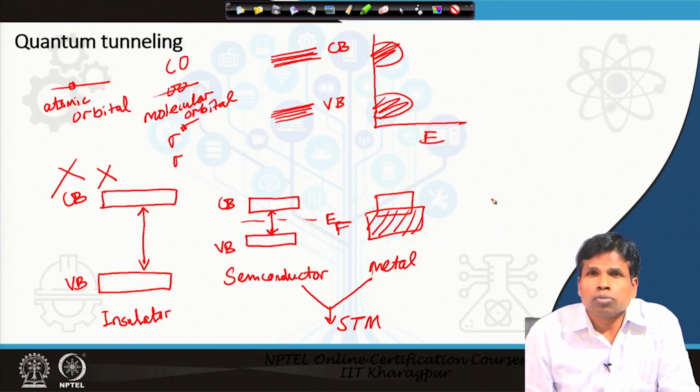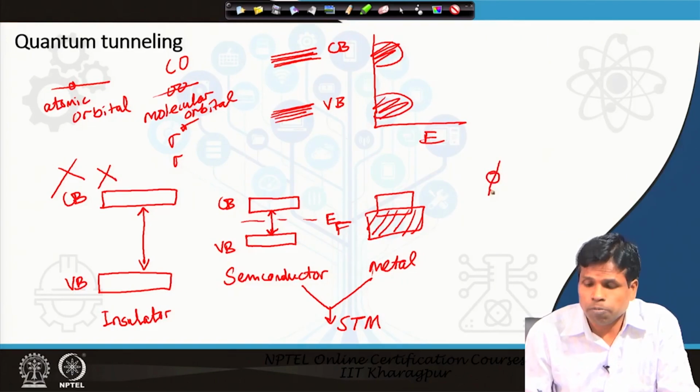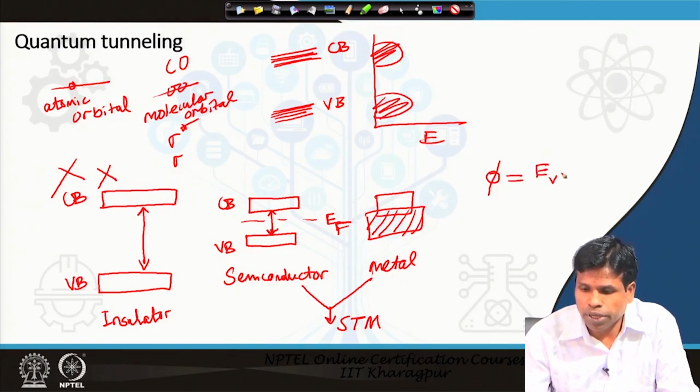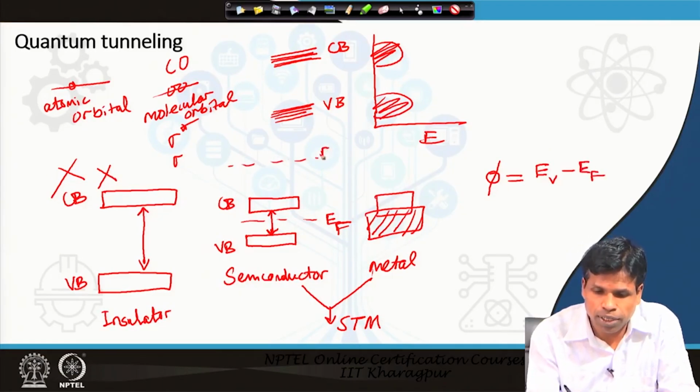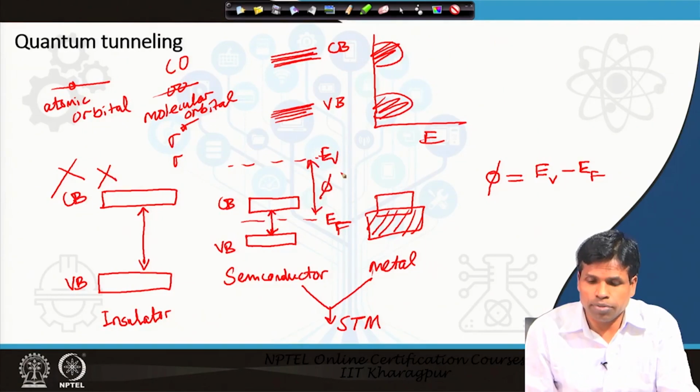then we need to provide an energy called the work function, and the work function is denoted by phi. Work function is equal to the energy difference between the vacuum level EV minus EF. If we provide energy of this much, then we can take out an electron from the surface of a solid material.